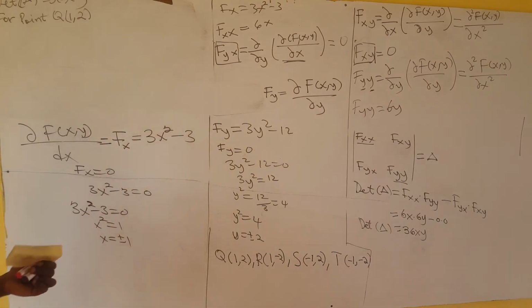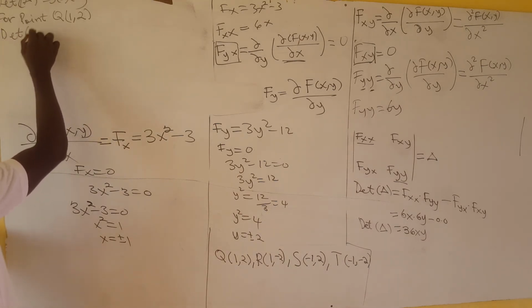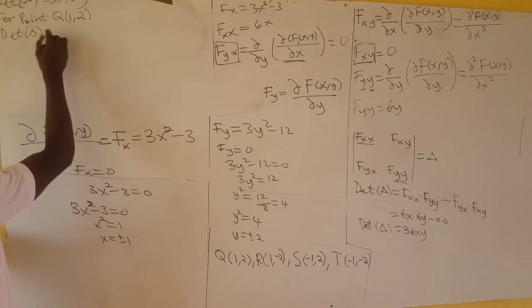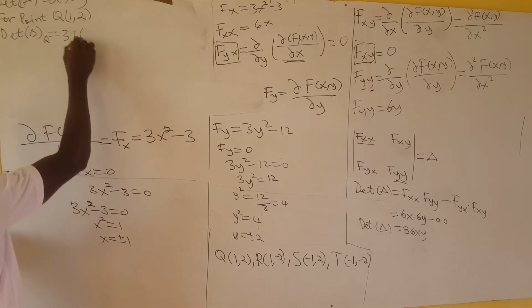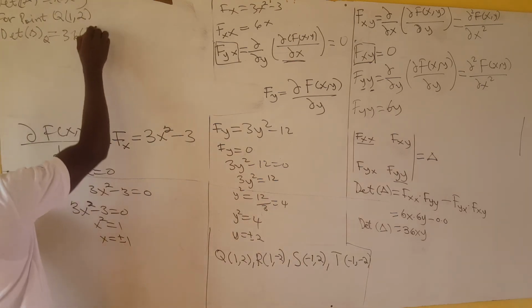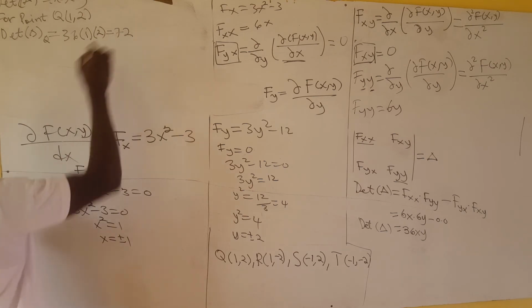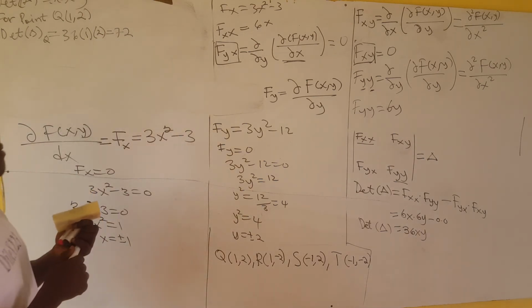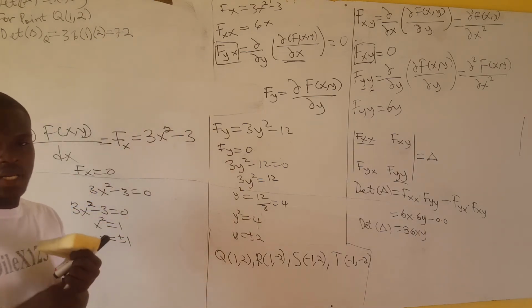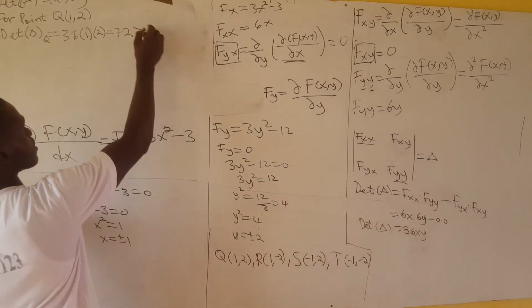Now what we'll do is find the determinant. The determinant using the point Q will be equal to 36, the x here is 1, the y there is 2. So this answer will give us 72. Now we have to check whether 72 is bigger than 0 or less than 0. So 72 is actually bigger than 0.